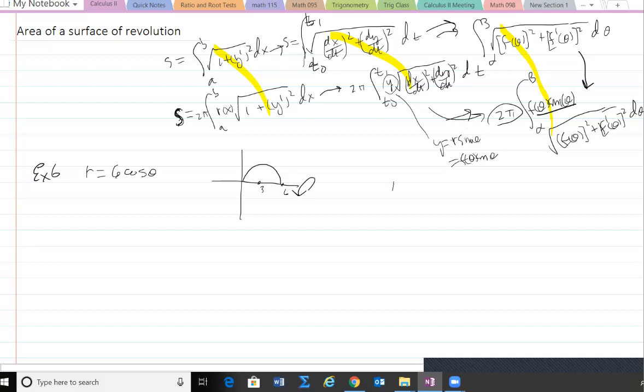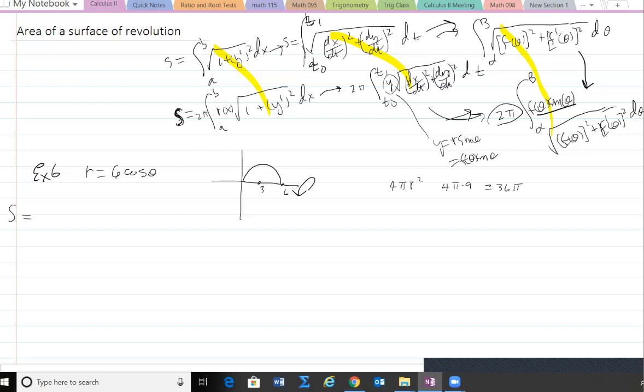And we already know that's going to be 4 pi r squared, the surface area of a sphere with radius r. So we're looking for this number, 4 pi times 9, 36 pi. That's what we should get. But let's see how it works with our formula.